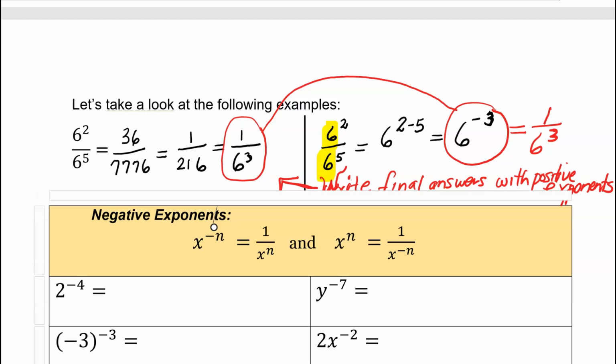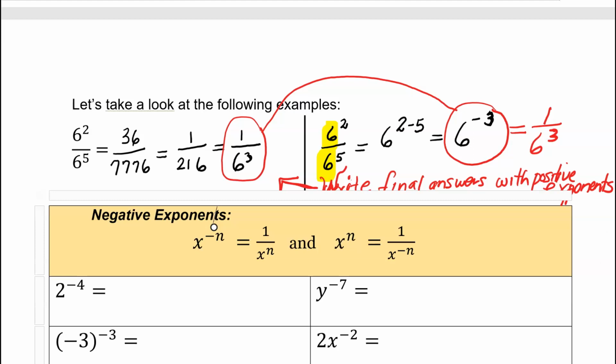So here we have this rule, x to the negative n equals 1 over x to the n, and x to the n, if we took this to the denominator, it would be 1 over x to the negative n. If we took this to the numerator, we would change the sign of the exponent again, and it would be x to the negative n. So these are some rules you also need to learn. But let's go over some practice problems so that you can learn the rule a little better.